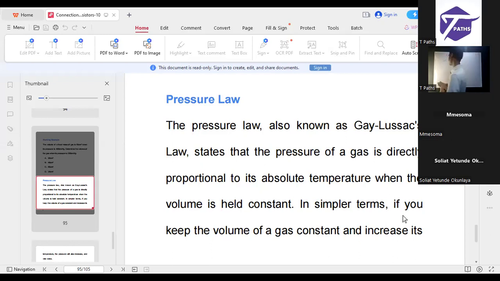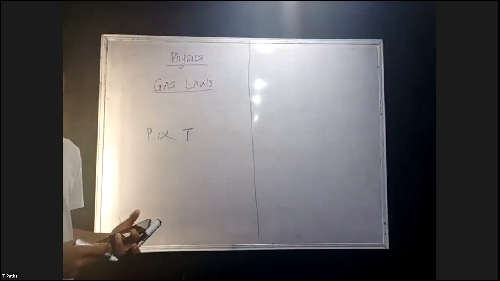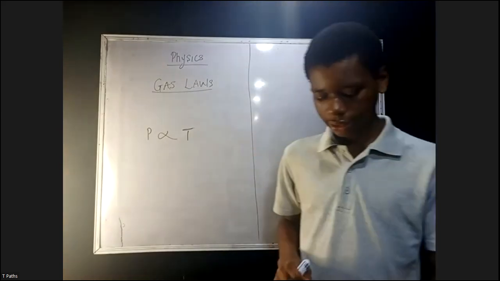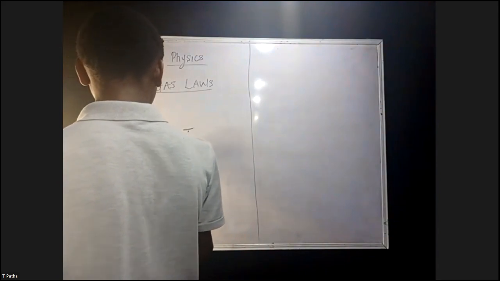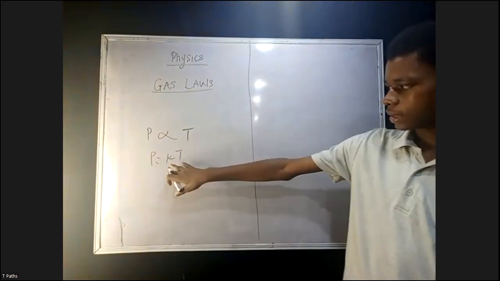So what it means is simply that the pressure of the gas is directly proportional to the absolute temperature, that's absolute temperature in Kelvin, provided that the volume is constant. So working with this, I can say P, which is my pressure, is equal to KT. And this K here is my proportionality constant.